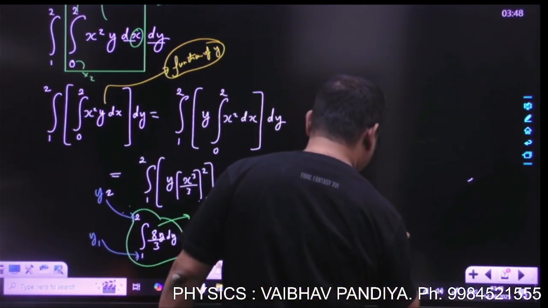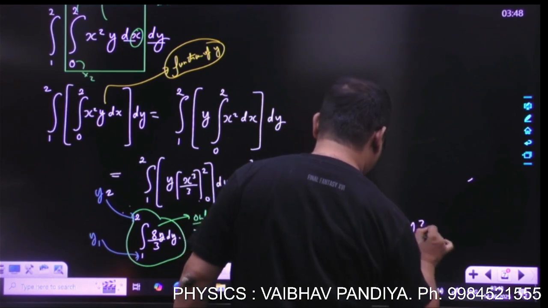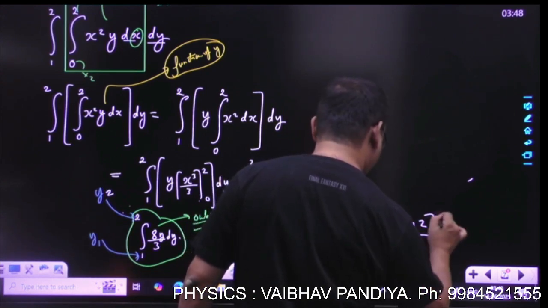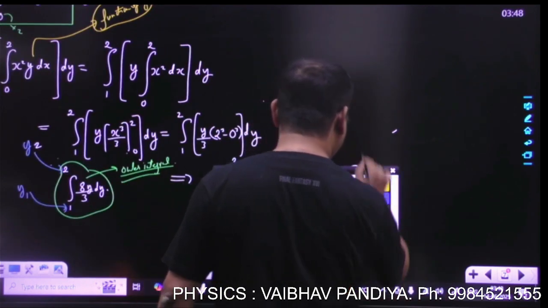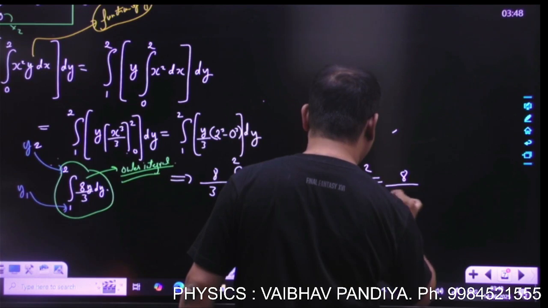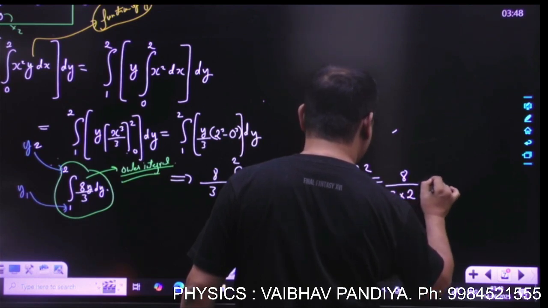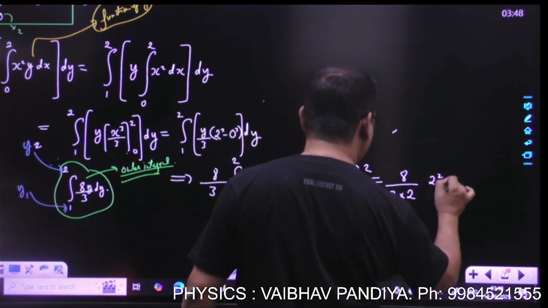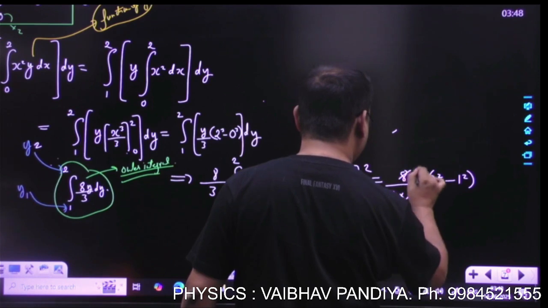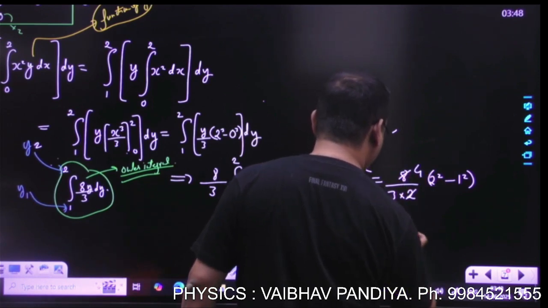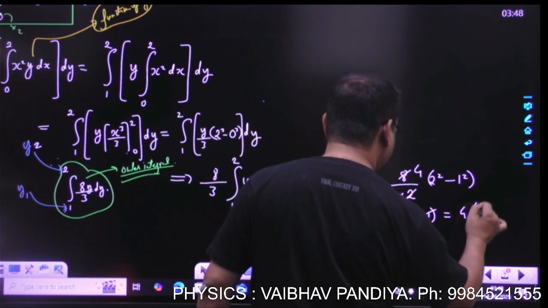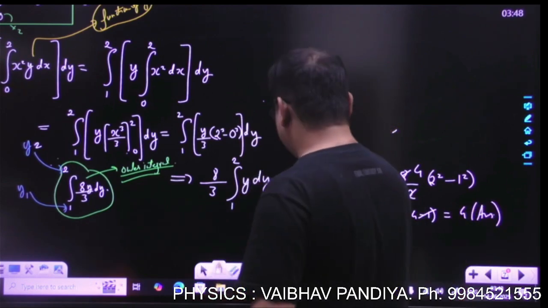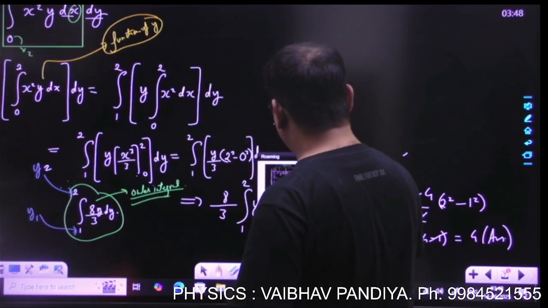Now what we will get? 8 by 3, and the integral will be y square by 2 within the limits 1 to 2. So I take 2 outside, and I'll get 8 by 3 into 2, you will have y square, and the limit will be 2 square minus 1 square, you will get 4. So answer will be 4 by 3 times 3, the 3 will get cancelled away, so the answer is 4. Got it?